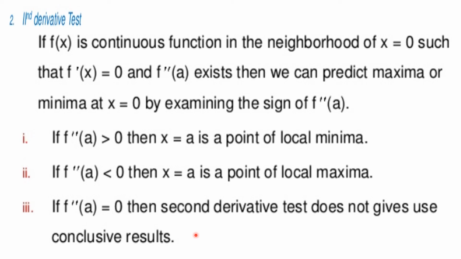In general, in exercise problems, we use the second derivative test. Okay, my children. If we have f double dash of a greater than 0, then we say it is a point of local minima. If we have f double dash of a less than 0, we say that x is equal to a is a point of local maxima. Okay, my children. Understood? Right.